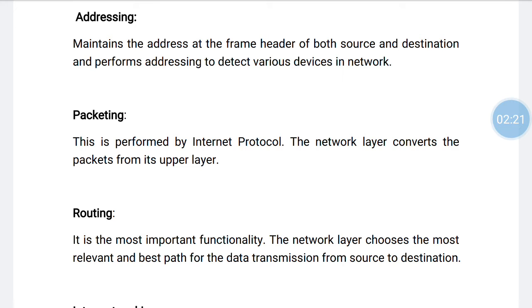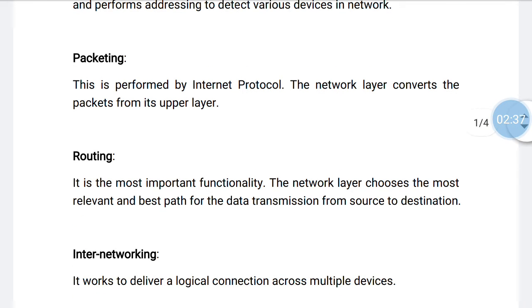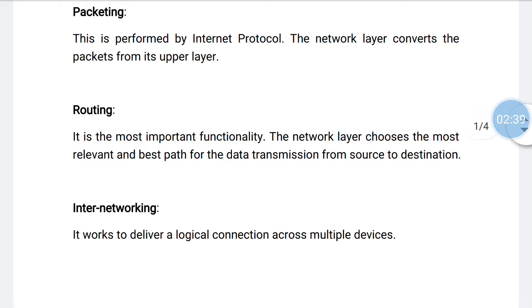Whenever we get data from the upper layer, the upper layer sends the packet to combine all the data into one unit. So this is called packeting. Next is routing. It is the most important function because the network layer chooses the most relevant and best path for the data transmission from source to destination. So routing of data packets is very important.